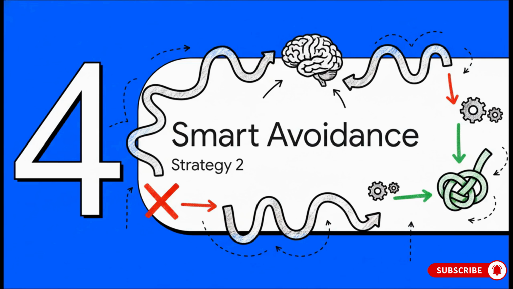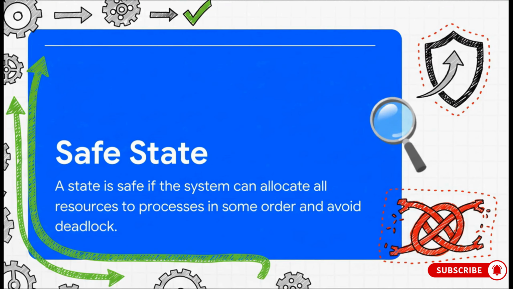Now, prevention is effective, but it can be really restrictive and hurt system performance. So there's a more dynamic and clever approach called Deadlock Avoidance. Here, the operating system doesn't have hard and fast rules that prevent deadlocks. Instead, it makes intelligent decisions in real time to make sure it never even enters a state where a deadlock could potentially happen. The core idea behind avoidance is the concept of a safe state.